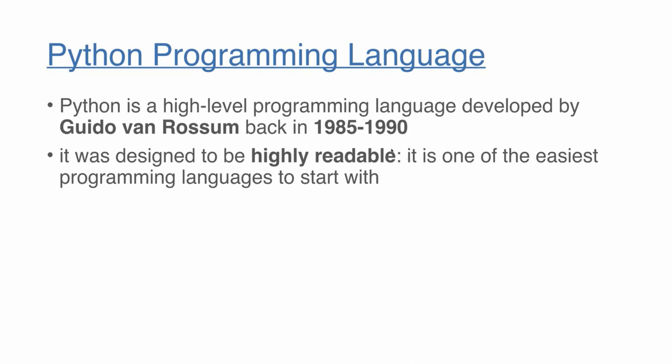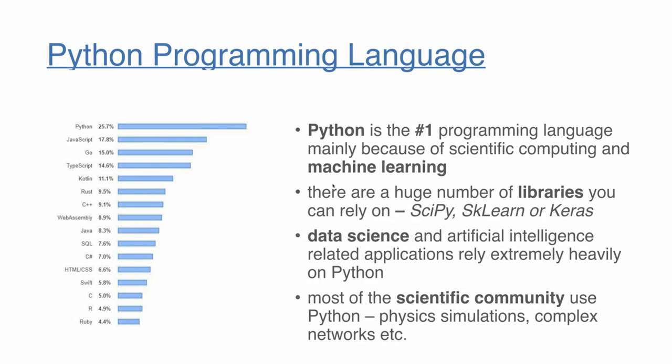It was designed to be highly readable, and this is one of the key advantages of Python. So it is one of the easiest programming languages to start with. It is extremely easy to learn Python as a programming language, and Python is extremely popular. This is the most popular programming language at the moment, and you may pose the question why? Mainly because of scientific computing and machine learning.